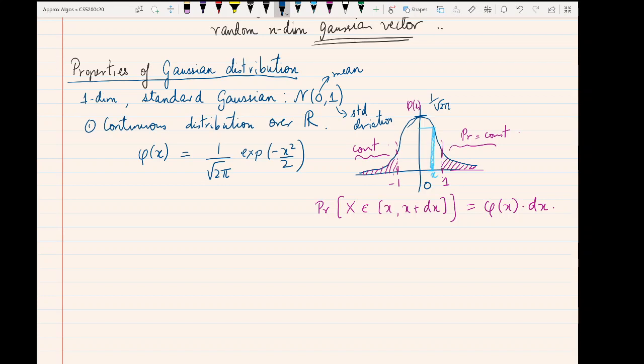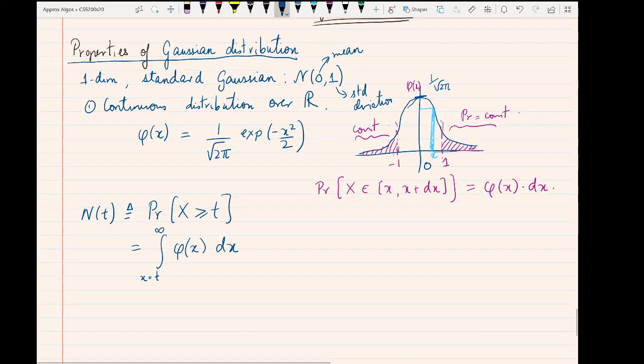Now, it's often useful to define a quantity which we'll call N of t, which is the probability that a random variable x, which follows this standard Gaussian distribution, is greater than or equal to t. This is by definition equal to the integral from t to infinity of phi of x dx. So it's just the probability that a random variable following the standard Gaussian lies anywhere to the right of a threshold t. Now, although we cannot compute N of t explicitly for every t, because integrating this is not that easy, we can surely find bounds on N of t, and that is what we'll use.